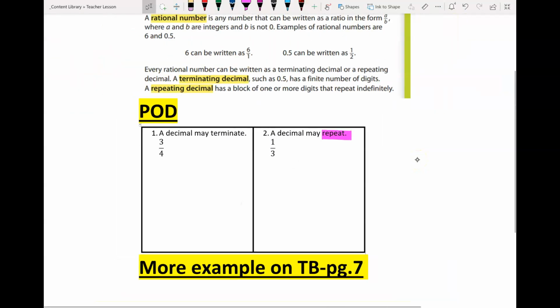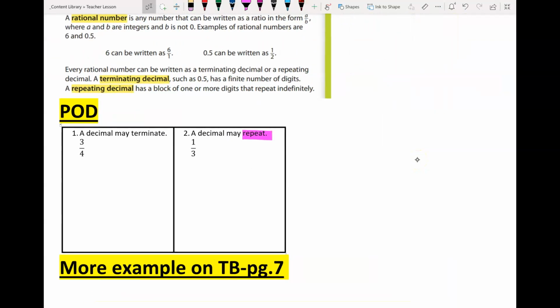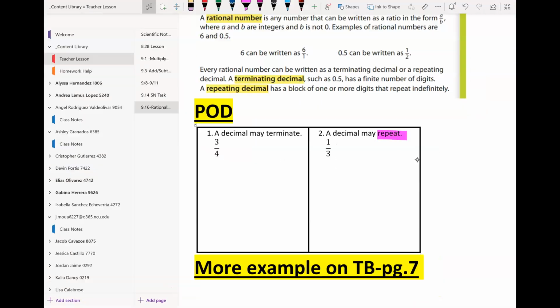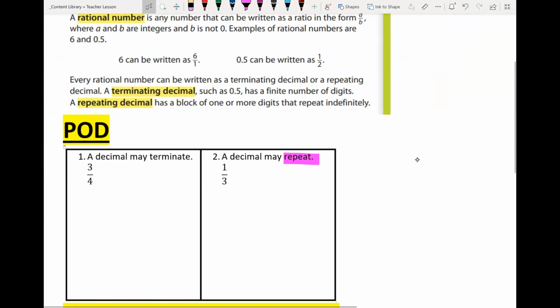If you look into your OneNote under your teacher lesson, today our lesson is going to be on rational versus irrational numbers. Today is the 16th, and let's take a look.